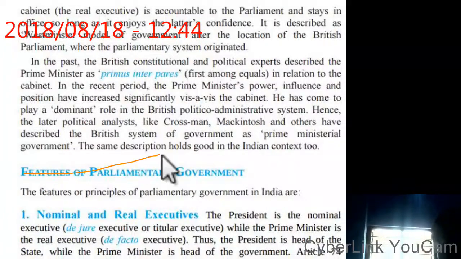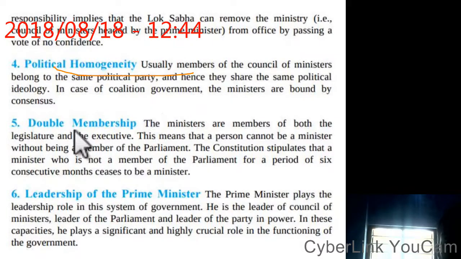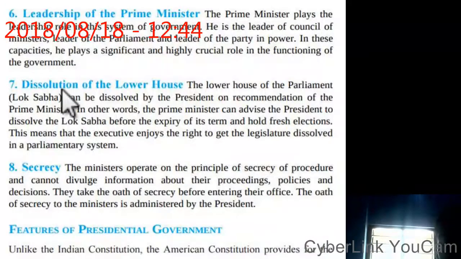So here are the features of the parliamentary system: nominal versus real executive; second, majority party rule and collective responsibility; political homogeneity and double membership; and leadership of the Prime Minister is important all the time; and dissolution of the lower house and secrecy. Next is the features of the presidential government.